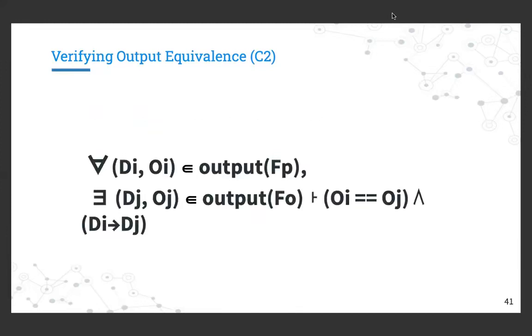In order to verify output equivalence, in addition to capturing the output, we also should capture the data paths along which a particular output is produced. Once we capture data path and corresponding output pairs, we can use the first order logical constraint shown on the slide to verify that when the output is the same, the corresponding data flow paths imply each other. That means any input that produces output OI in the patched function also produces the same output in the original function.